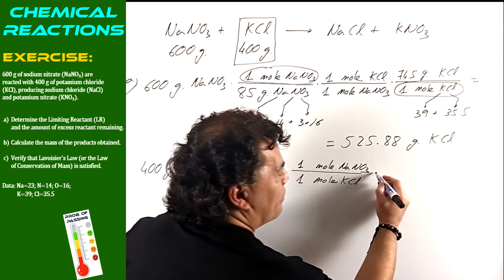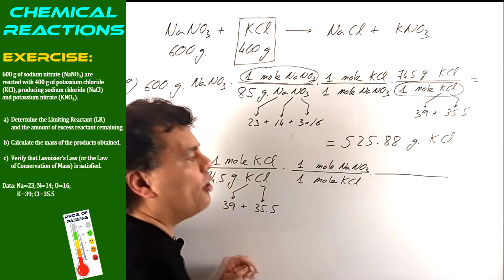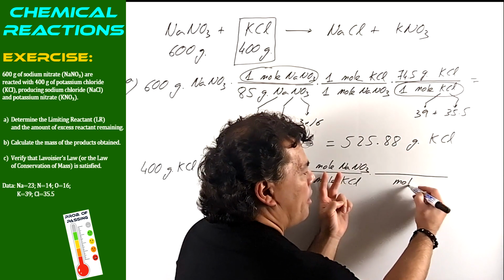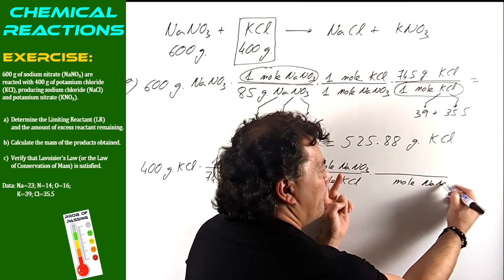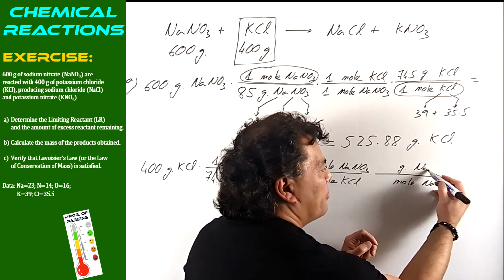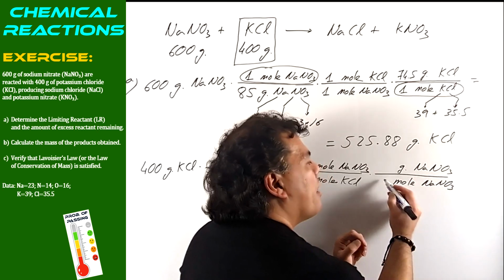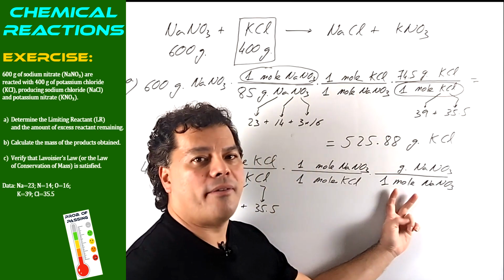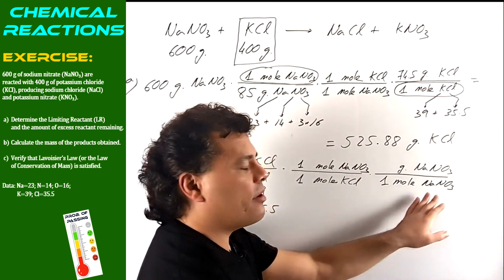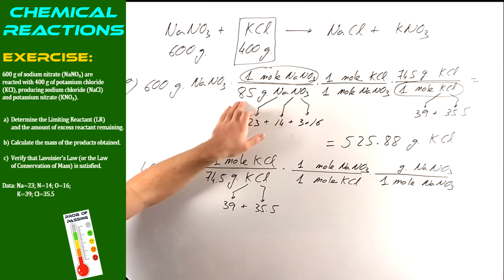And finally, the third conversion factor, as always, helps us to move from moles of sodium nitrate to get into grams of sodium nitrate. With 1 mole, we have done this calculation, and if you add the atomic masses, it gave us 85.